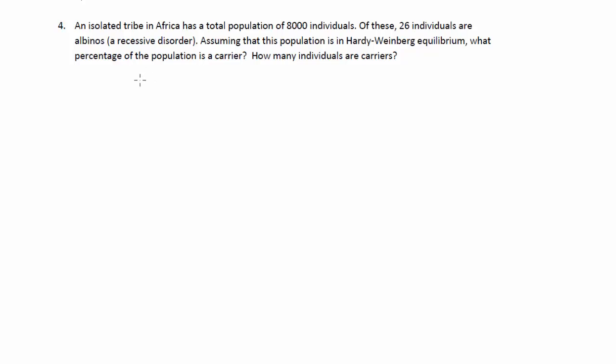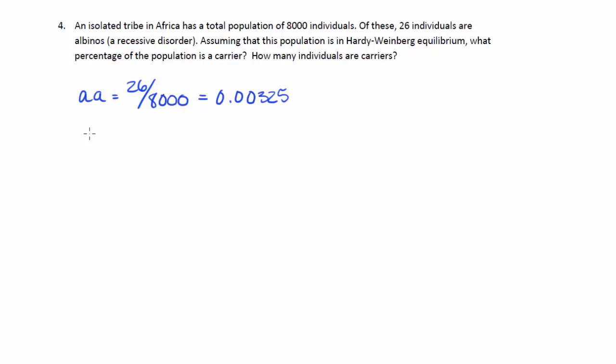To solve this, the first thing we have to do is find the frequency of those alleles. Albinos, since it's a recessive disorder, would be little a, and we have 26 out of 8,000 individuals total that actually have that. So if we want to know the frequency of little a, we divide 26 by 8,000, and we get a frequency of 0.00325, or in other words, 0.32%.